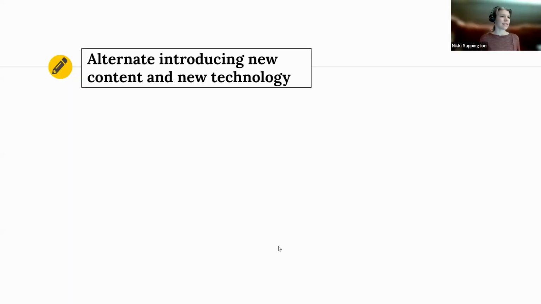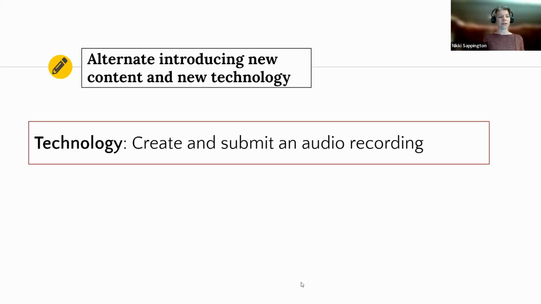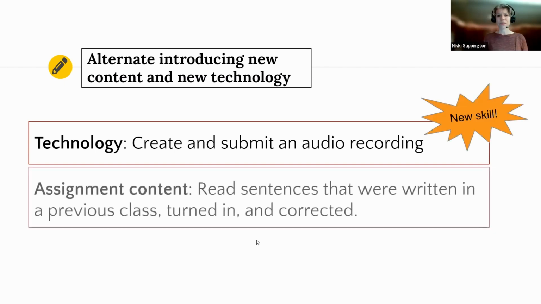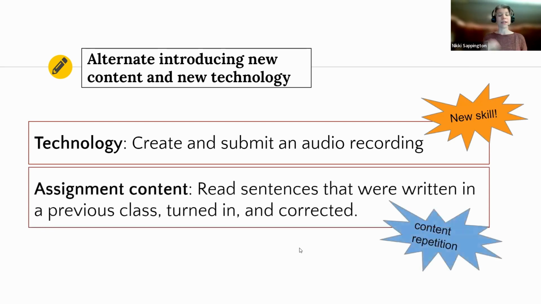So let's look at a couple examples. Let's say you want to introduce a new tech skill of creating and submitting an audio recording. Instead of having students deal with new tech and brand new words, use technology to support repetition. Repetition is so important in ESL. So for example, you could have students read sentences that were written in a previous class, turned in and already corrected. So they have content repetition, but the technology piece is new.